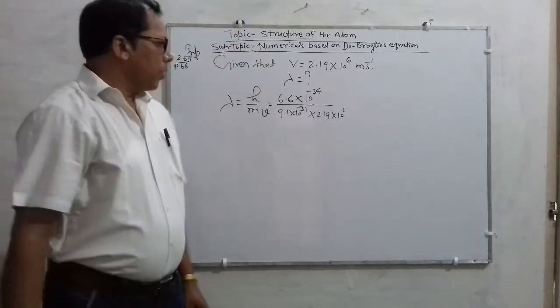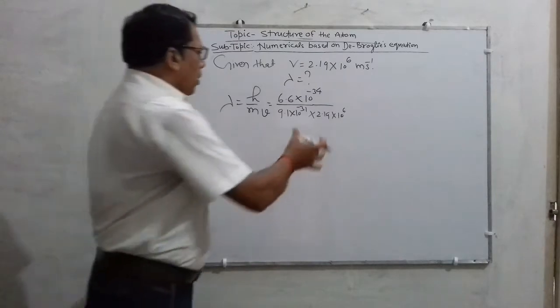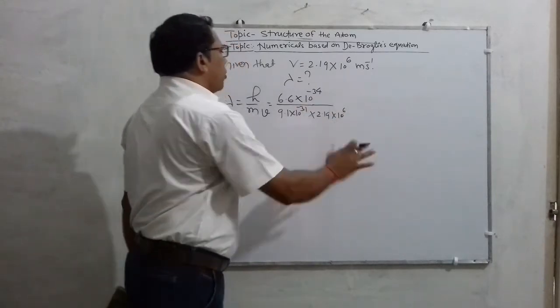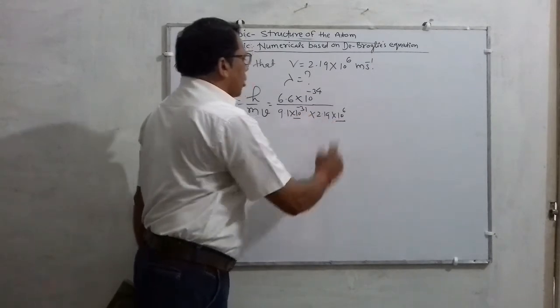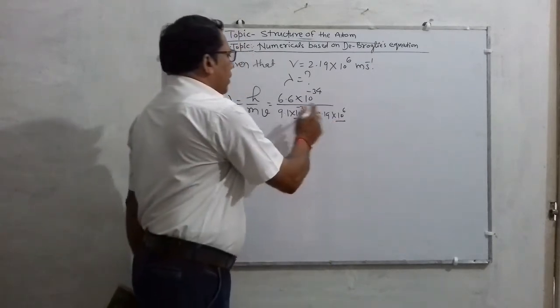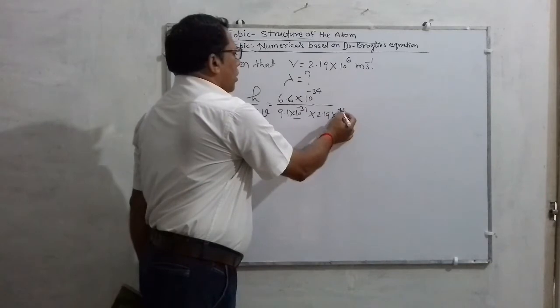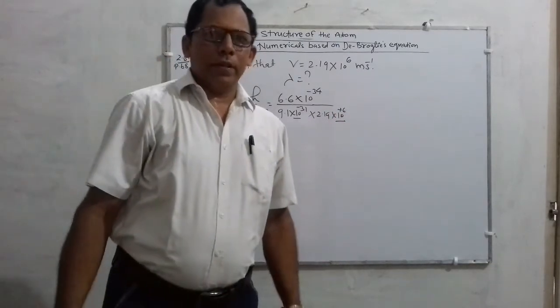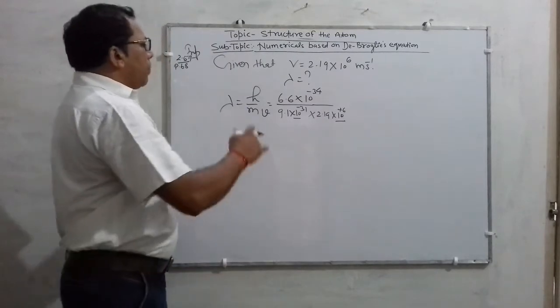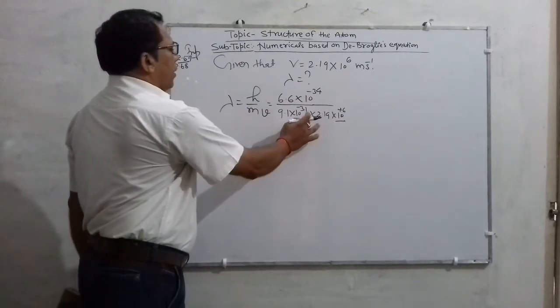Once again, arrange the powers which are looking together. So listen, here 10 to the power minus 31, here 10 to the power 6. This is in minus sign, this is in plus sign. So if you add minus 31 and plus 6, the value will come 10 to the power minus 25 here.